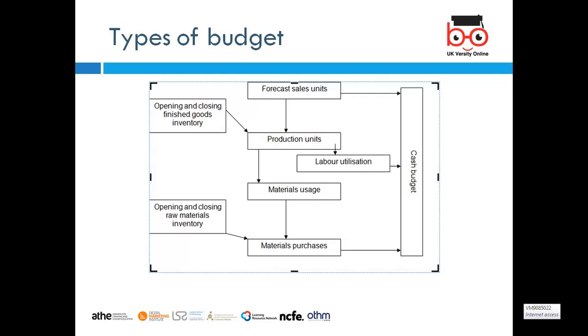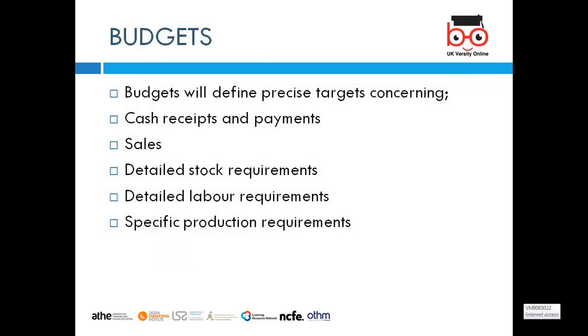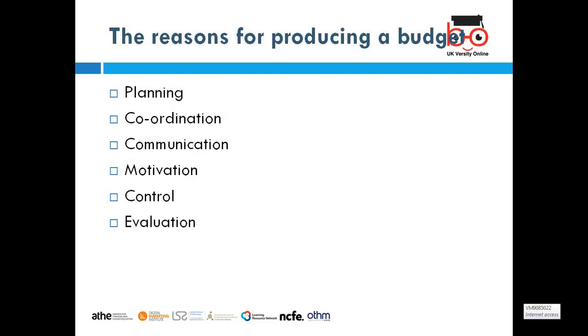We can make the labor utilization budget, we can make the material usage budget, we can make the material purchase budget, and then we can make the cash budget. Cash budget already did activity, yes? I saw the templates as well. Yes, I saw them. Okay, budget can be defined as a target. Budget can help us with cash receipt and payment, sales, stock requirement, labor requirement, all.